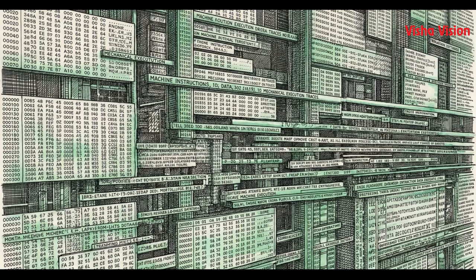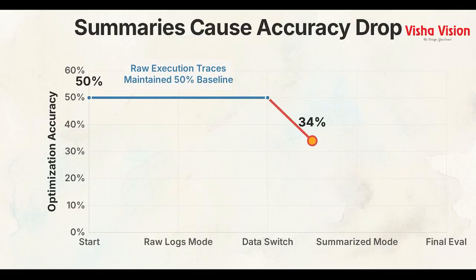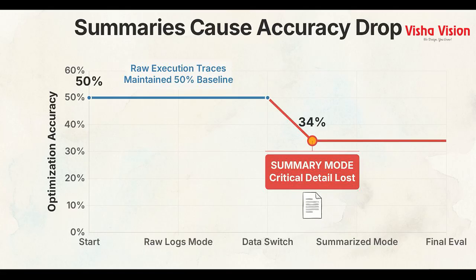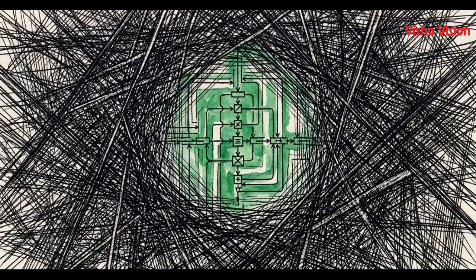The researchers discovered that the optimization only works if the LLM reads the raw, unedited execution traces. When the raw traces were replaced with human-readable summaries, accuracy dropped from 50% to 34%. Summaries remove the granular detail needed to fix orchestration logic. The signal required for optimization lives in the messy details of the failure.